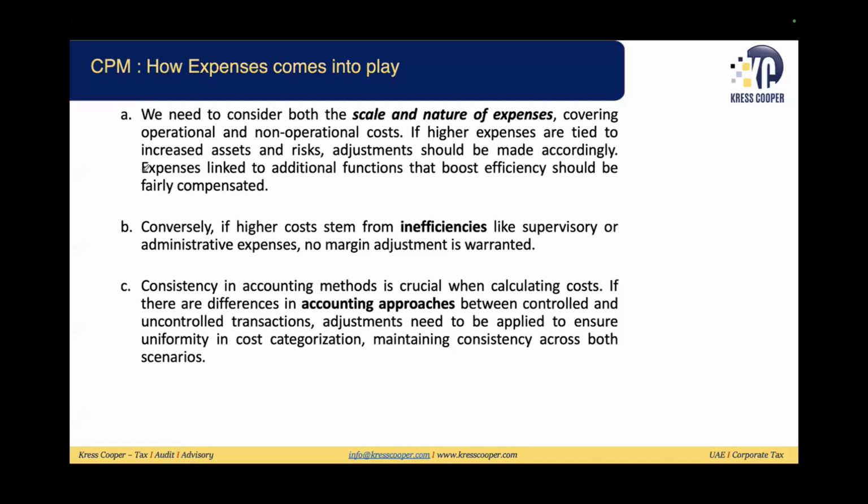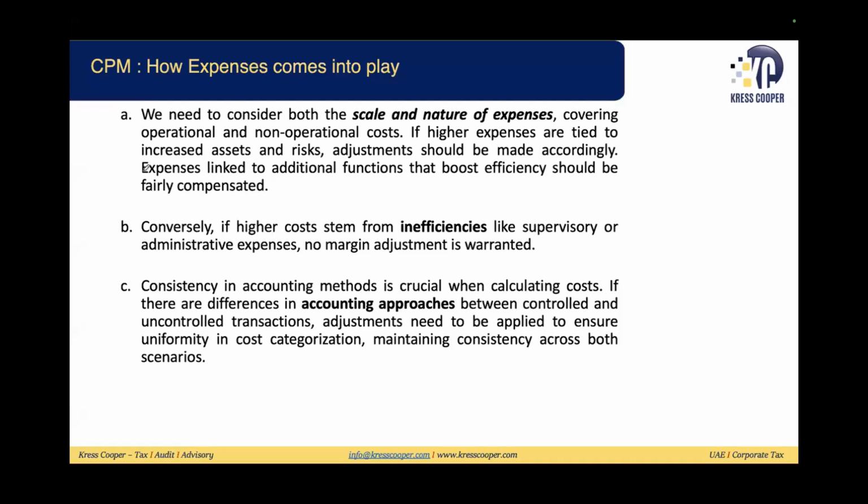If higher expenses are tied to increased assets and risk adjustment, then we need to charge a higher markup. If risk is higher, higher markup. If more functions are performed, more markup. If more assets are deployed to execute the function, more markup. It all depends. We already discussed three things: functions being performed, risk being taken, assets being deployed. Based upon this, we need to consider what the markup is. If there are more assets, more functions, more risk, the markup will be higher as well. So we need to consider the nature of expenses, operational or non-operational, and the size of the expenses as well.